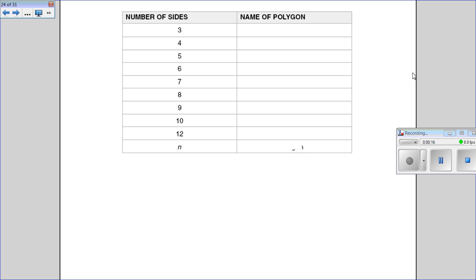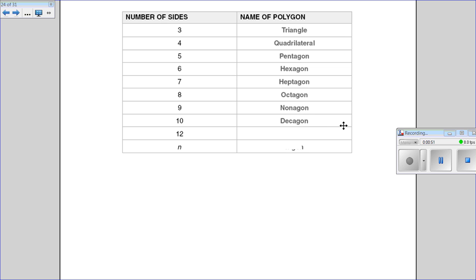A polygon with three sides is named, well, you know this one, a triangle. If it has four sides, quadrilateral. Five, pentagon. Six, hexagon. Seven, you might hear called a couple different things. The one we're going to use in this class is heptagon. Eight, you know, is an octagon. Here's another new one: a nine-sided polygon is a nonagon.